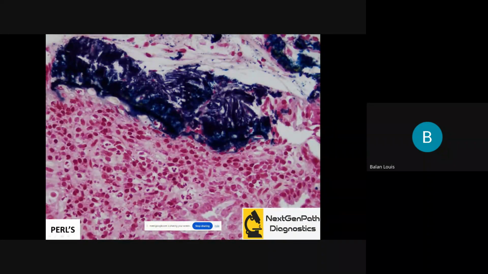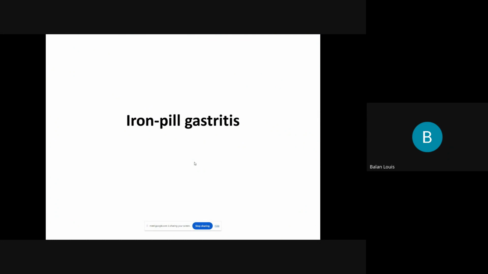You do a special stain, Perls stain. Perls stain is a stain which stains iron. This dark blue iron stain indicates that this patient has been taking iron pills. So this is a typical case of iron pill gastritis. The only thing you need to do in this case is stop the oral iron and replace it by other iron formulations. So the gastritis will automatically revert back.